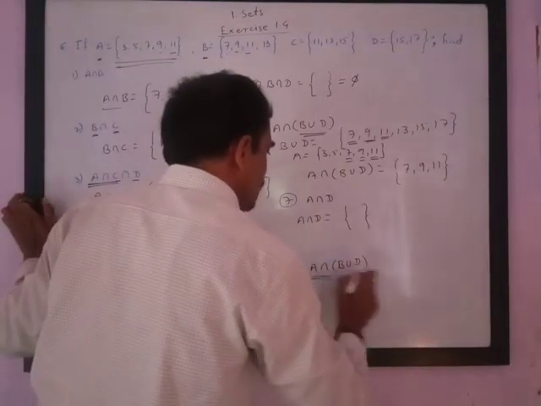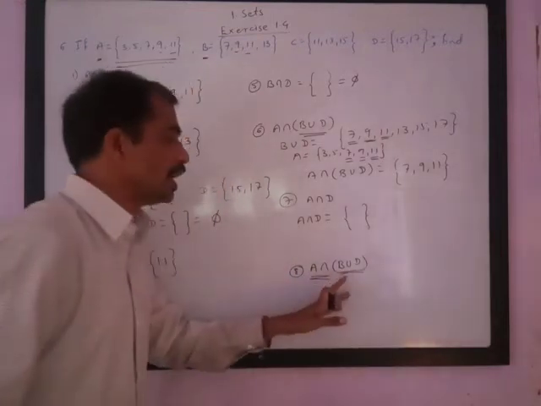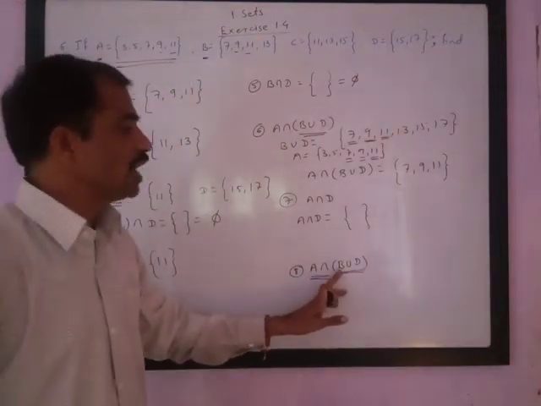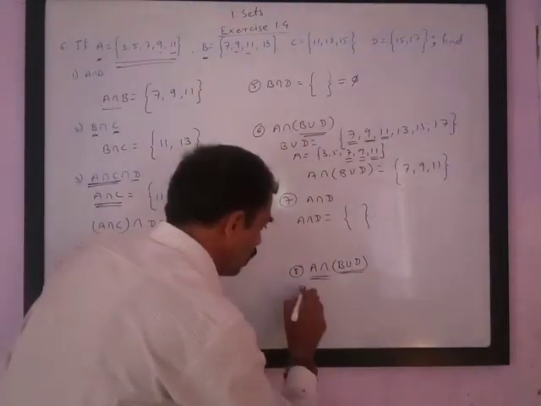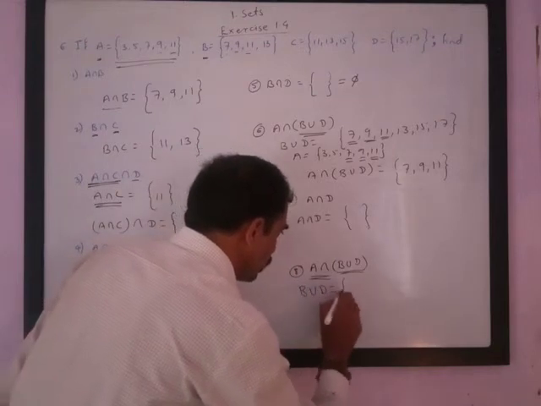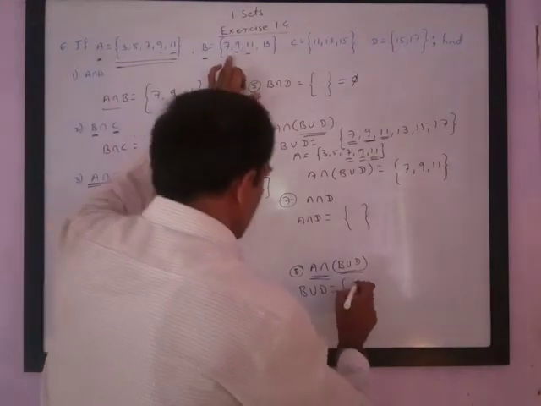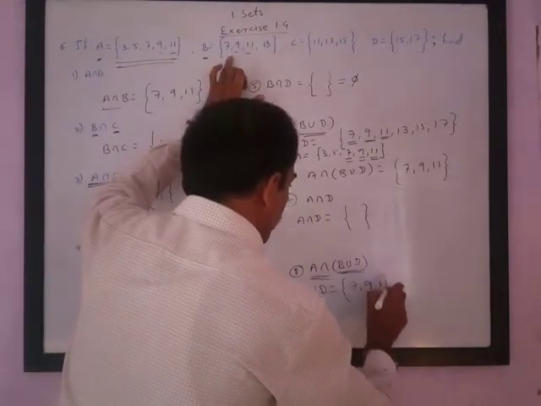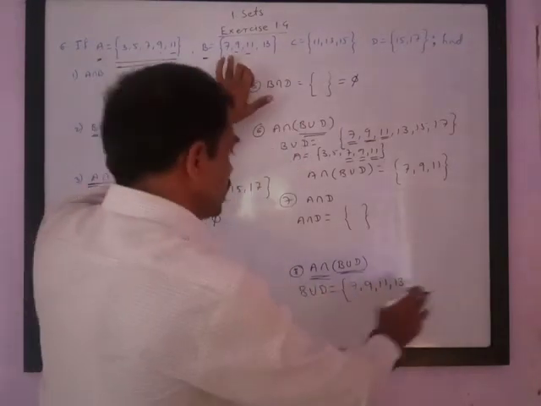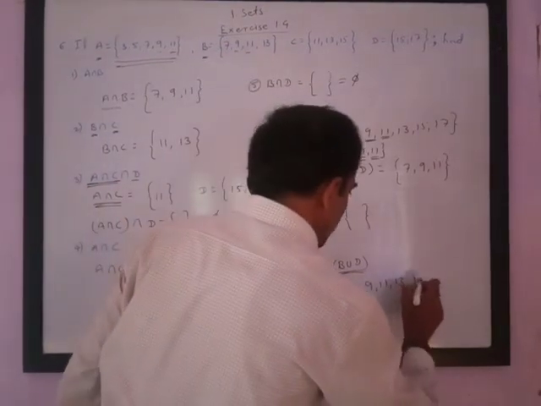Then for this intersection we will need B union D, that is the set of all the elements of set B and set D. Now B union D means the set of all the elements. So B is 7, 9, 11, 13 and D is 15 and 17.